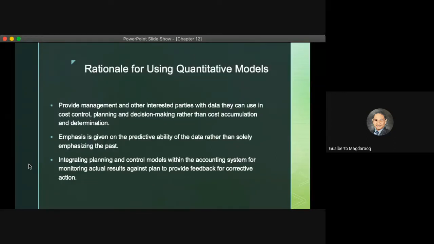Our subject is strategic cost management, and yet we have to deal with quantitative techniques that can be used for planning and decision-making purposes. Aside from this subject, the other courses that also teach quantitative techniques are management science, TQM, and operations management. So this is one of the integrations of different courses having the same topics that can be used in different fields. So here, we will be using quantitative models or techniques that can be applied in cost management.